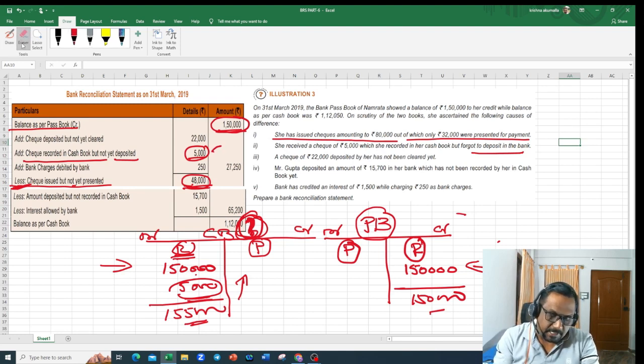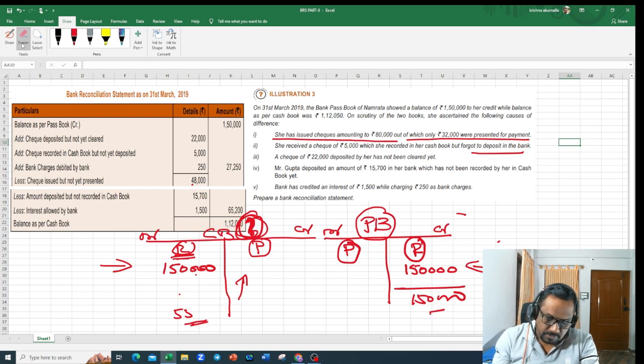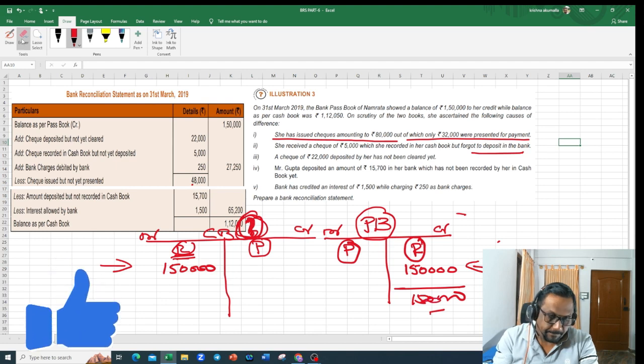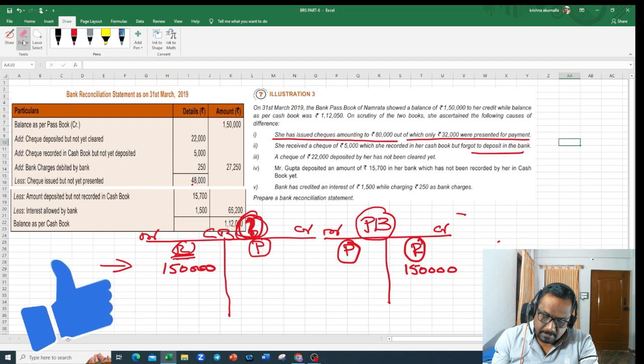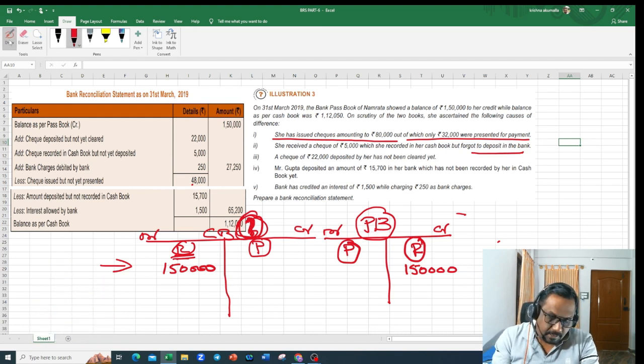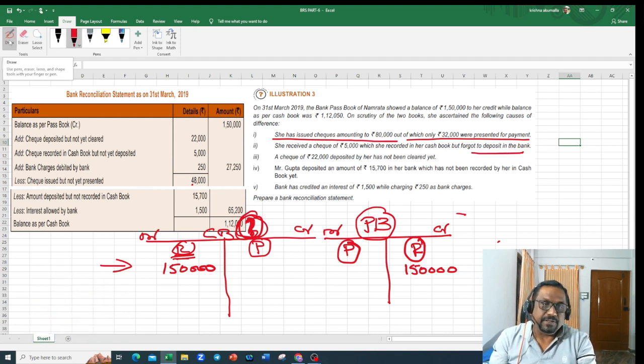Right. Let me clean up the other points, otherwise you will get confused. Remove this 5,000. Again, we are back to our 1,50,000. Every time you need to consider it like that. Okay, now we are back to 1,50,000.